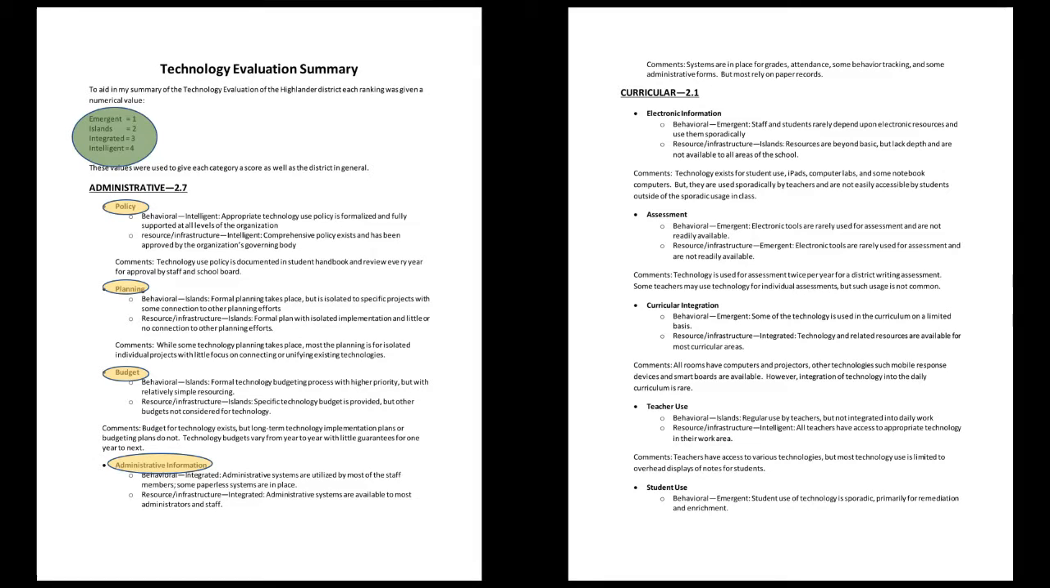Each subcategory is rated in 2 areas. In behavioral, which is how much the staff uses the policy, and resource and infrastructure, how much resource or infrastructure is there to be used. Once all of the subcategories have been rated, the scores are averaged, and that gives the final score for each major category. Once each of the major categories are done, you just average all those scores up, and that gives us the final score for Highlander School District.